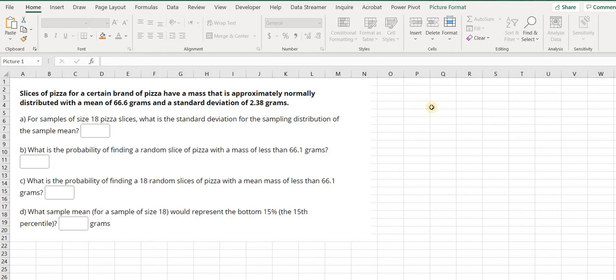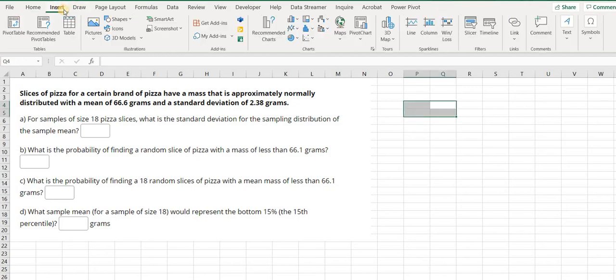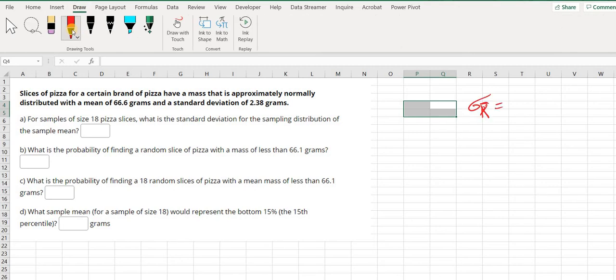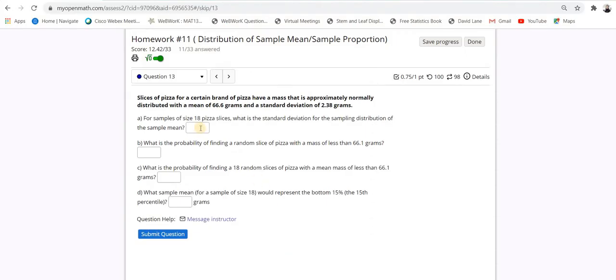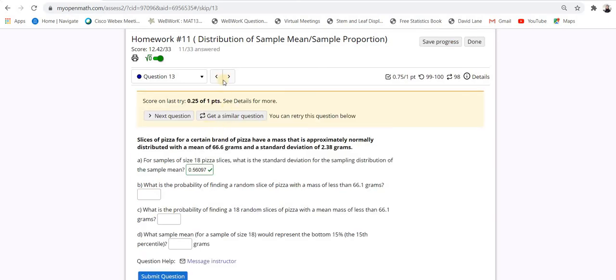We know that the standard deviation of the distribution of sample means is equal to the old standard deviation divided by the square root of the sample size. In this case, the standard deviation is 2.38 divided by the square root of the sample size, which is 18. So I'm just going to compute it right here. 2.38 divided by square root of 18. And this is the answer. I'm just going to copy that and paste it into the answer box.